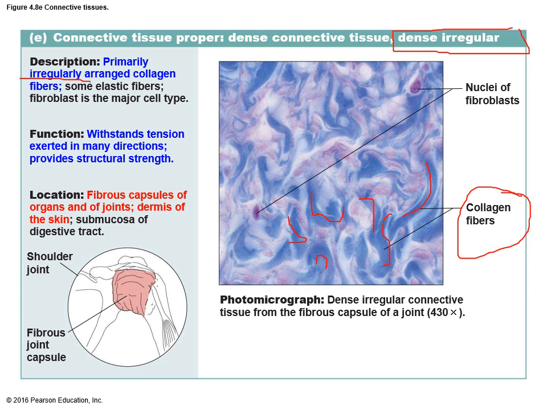As you can see from our highlights, I indicated that the fibrous capsules of joints and organs, as well as the dermis of the skin, which is the second layer of the skin underneath the epidermis, is full of dense irregular tissue.